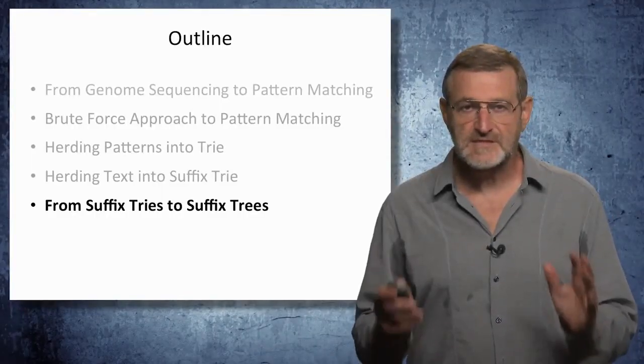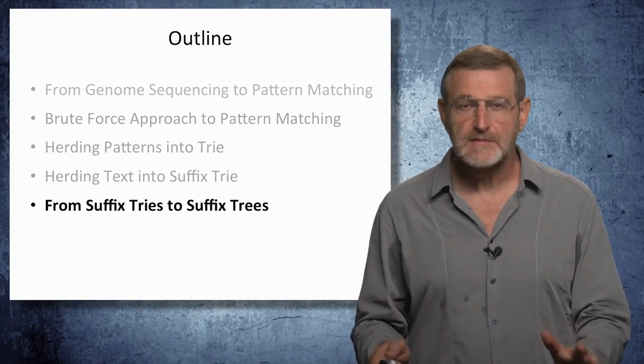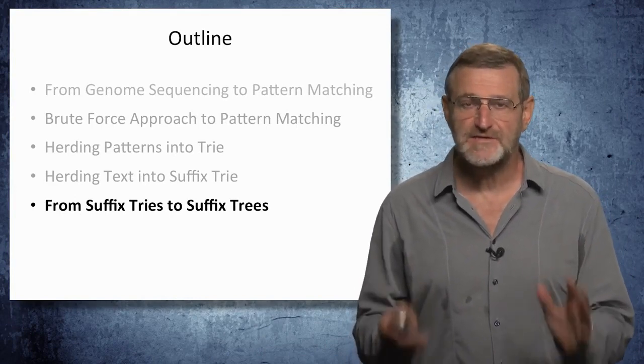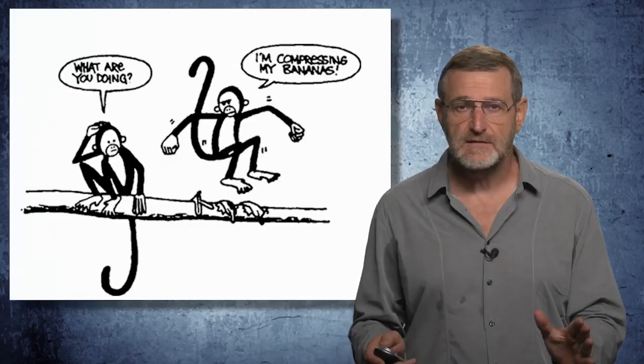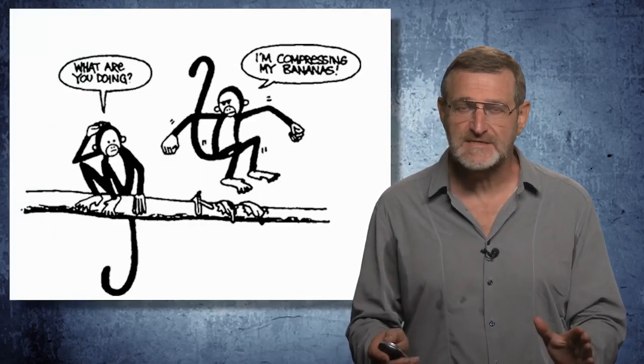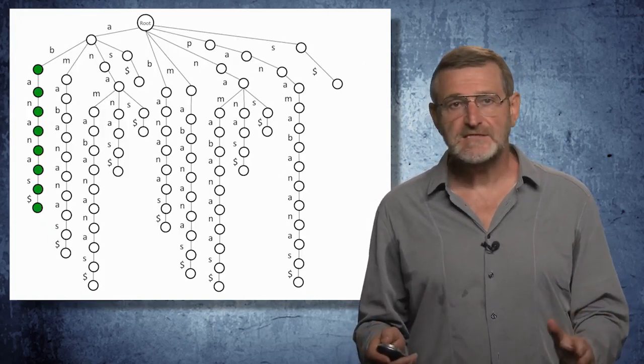We saw that pattern matching with suffix tries is fast, but impractical with respect to the memory footprint. How about this idea? We saw that bananas takes a lot of edges in our suffix try. Can we compress all these edges into a single edge? That's very easy to do.